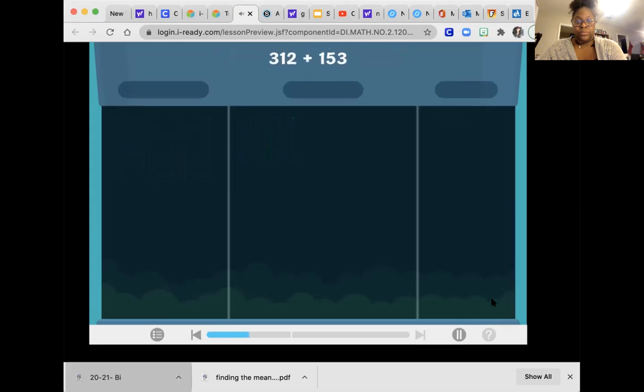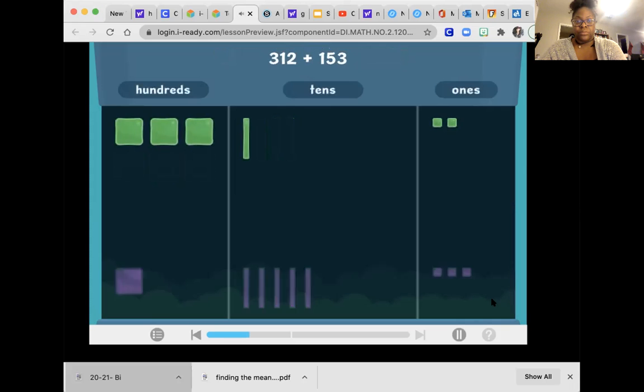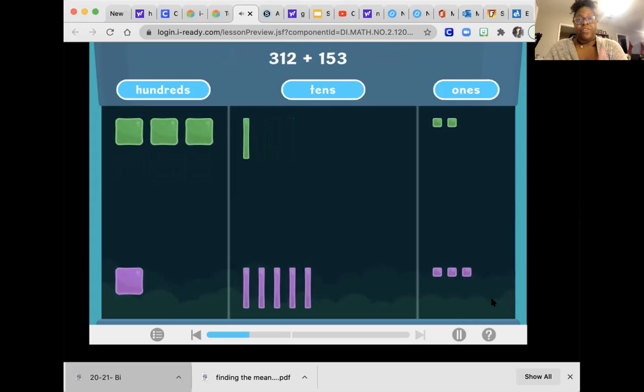Let's find 312 plus 153. Tap the buttons to move the blocks together. So now let's look at this. The numbers in green, just in case we're confused about what Ms. Clark was doing, represent the first number. So the first number is 300. So we see the 300s, 1, 2, 3. And then we have 12, so that equals 10 and 2 ones.